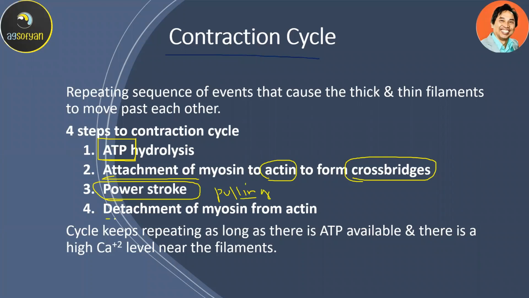After pulling, there should be detachment. Otherwise, that contraction will stay. It's called tetanus. It has to be detached. In order to have detachment, another ATP has to come to this myosin head in order to detach. So basically there are two ATP needed for this cycle. The first ATP will be used for the power stroke, and the other ATP coming after that is to detach the cross bridge. The cycle keeps repeating whenever the calcium is available in the sarcoplasm.